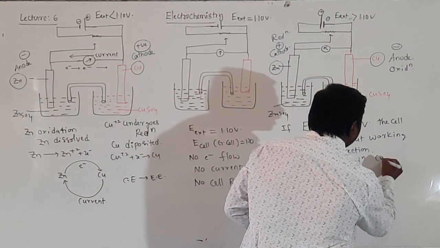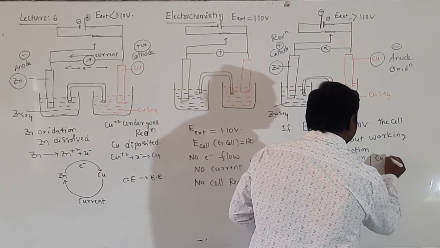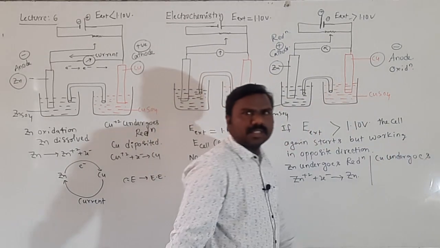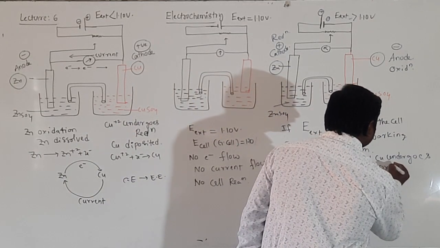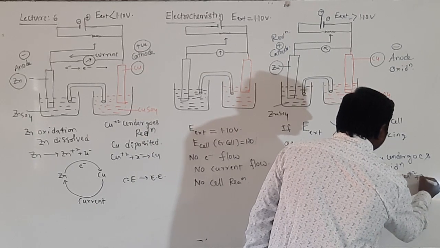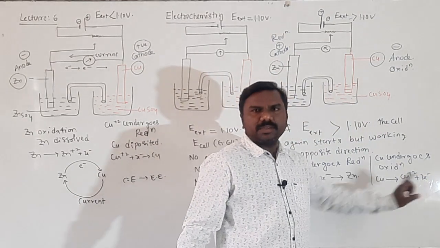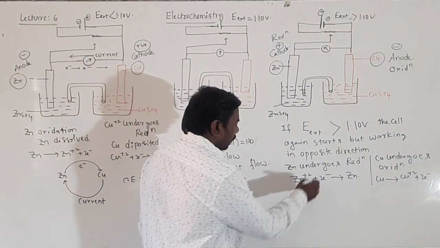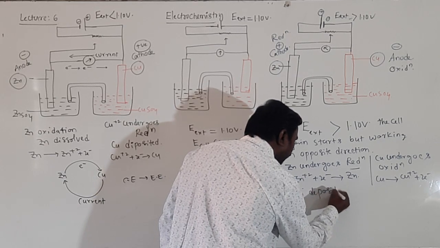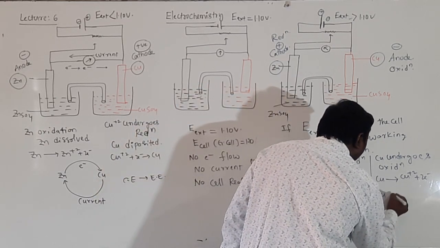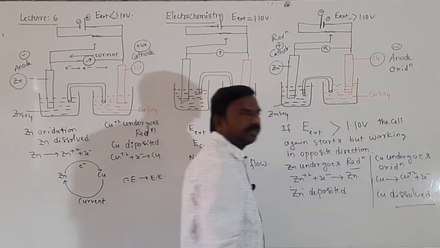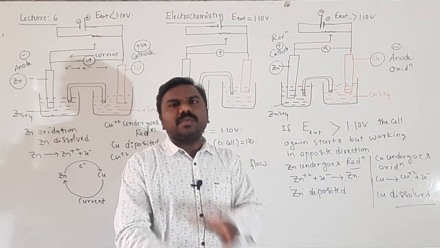Next, copper undergoes, what is that, students? Copper undergoes oxidation. It means losing electrons. Cu loses electrons, then Cu goes to Cu plus 2 plus 2 electrons. Reduction means zinc deposited. Oxidation means copper dissolved. Getting? The reverse reaction will happen.